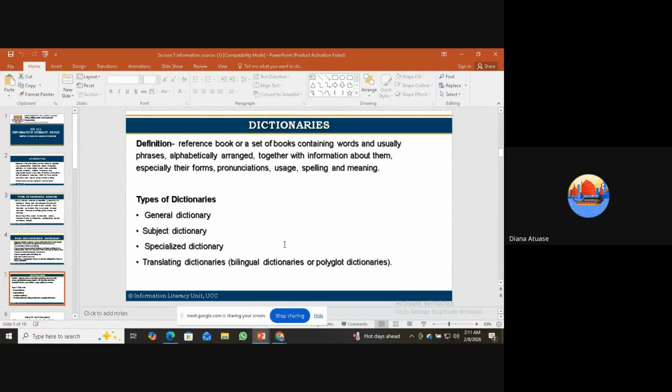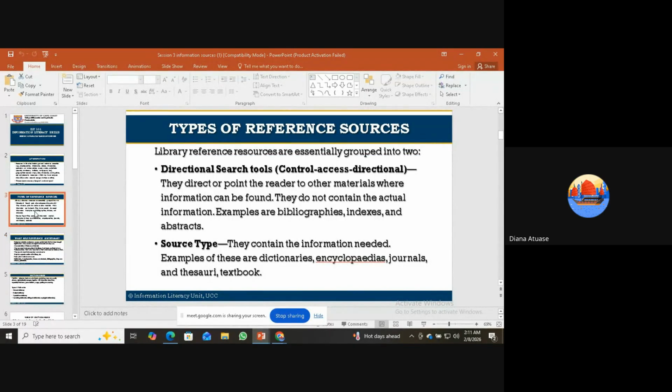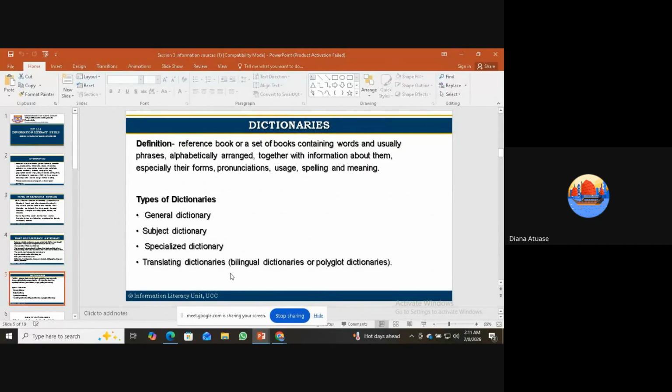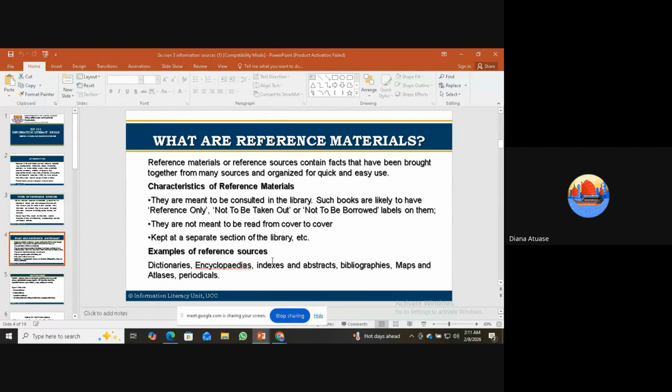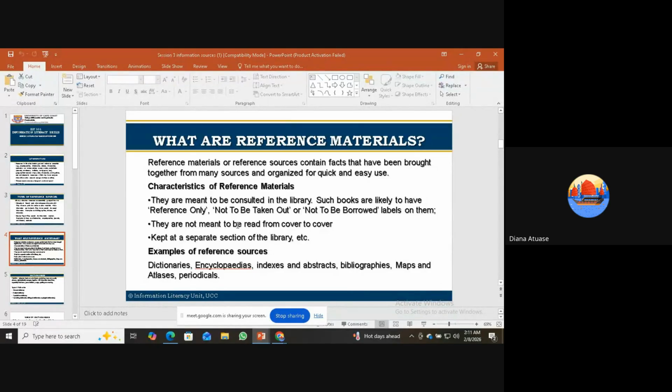Now, the arrangement of reference materials. Most reference materials are arranged alphabetically. Some of them are arranged alphabetically, some are chronological, and some are also classified.